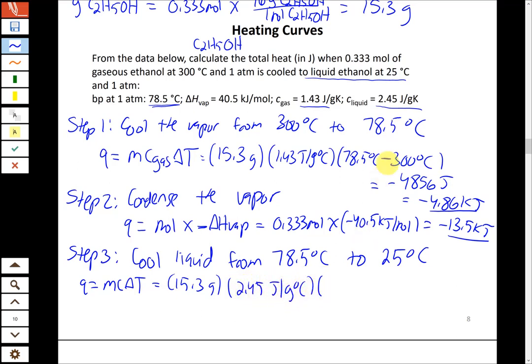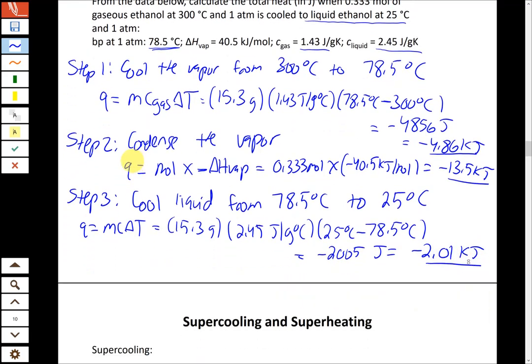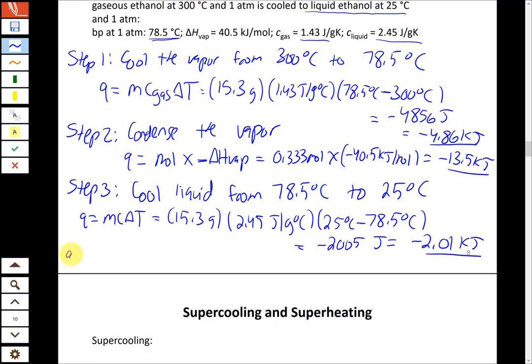And then delta T, final minus initial. Final temperature of 25 degrees Celsius, initial temperature of 78.5. So again, it's a negative delta T because we're cooling down. And so that gives us minus 2005 joules, or if we round it appropriately to kilojoules, minus 2.01. All right, so those are the three numbers we need to add together now to get the total heat.